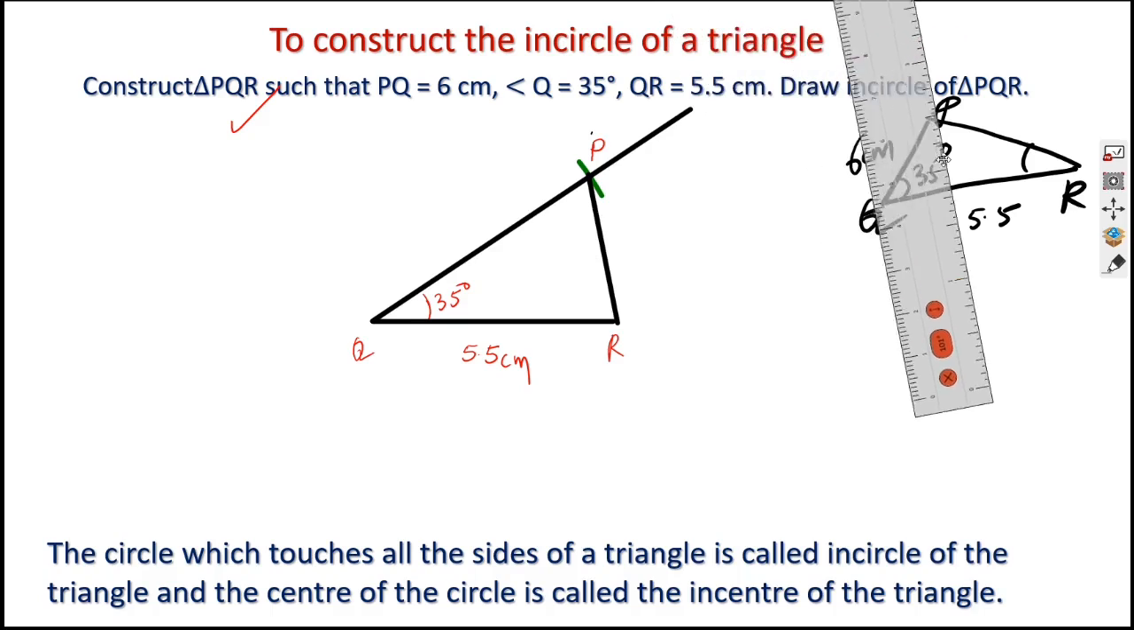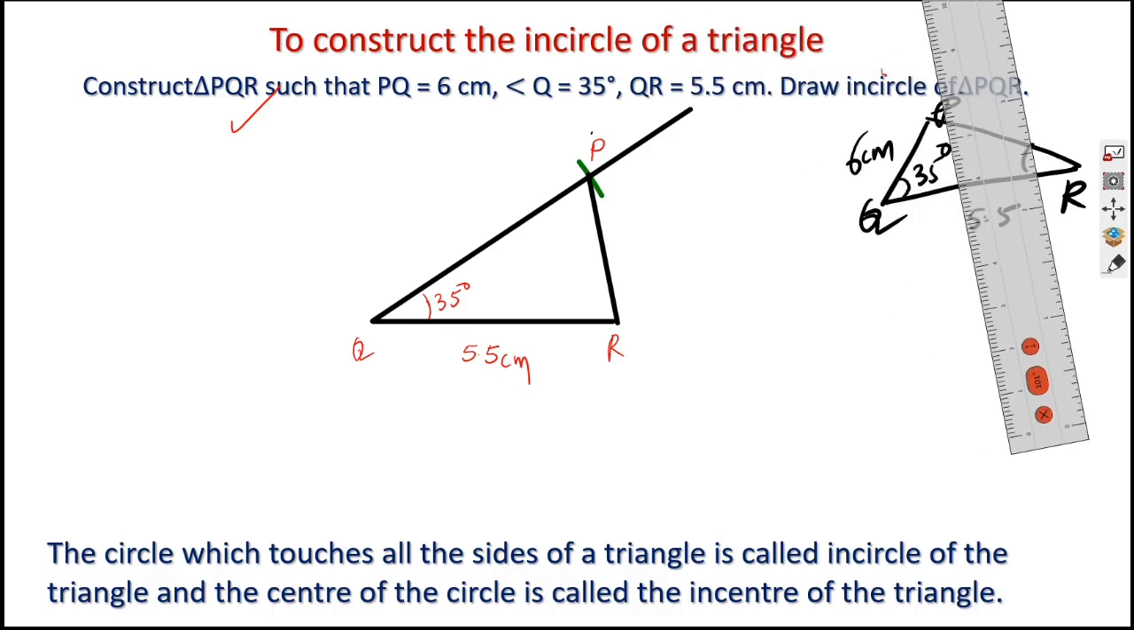But draw in circle is remaining. For that we need to make angle bisectors. It will meet at a point. From there you will draw perpendicular. That perpendicular distance you will be using for drawing the incircle.